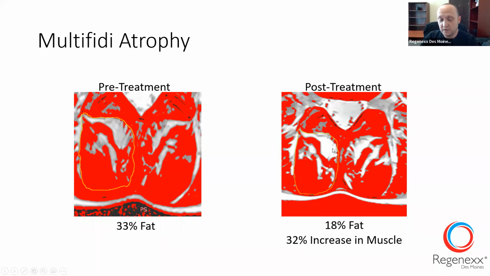And what we see is a drastic decrease in the fat content of the muscle and an increase in the muscle size as well. And so again, this is computer software calculating and gives us a lot of really good information as far as how we can turn these muscles back on even with our treatments.